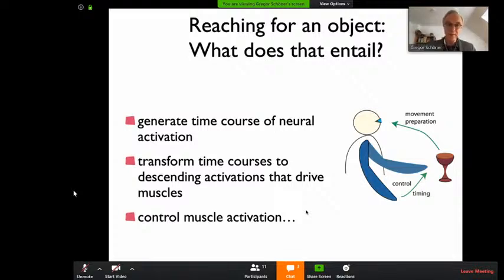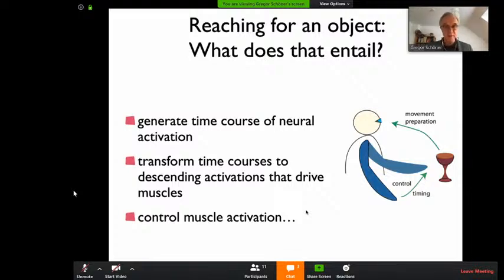And then, of course, you have to generate some time course so that activation is sent to the muscles. And you have to transform these kind of time courses so that they can drive all the different muscles that you have. There will be the degree of freedom problem somewhere in there. And then ultimately, you have to control muscle activation. And we've heard a lot about the fact that depends on peripheral reflex loops. So generating a goal-directed movement entails actually a lot of things.